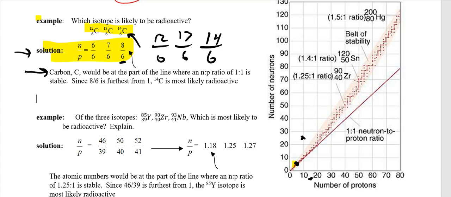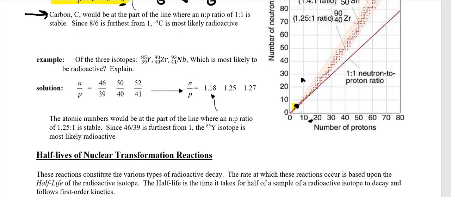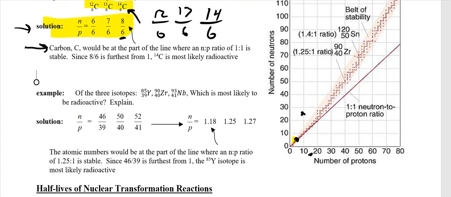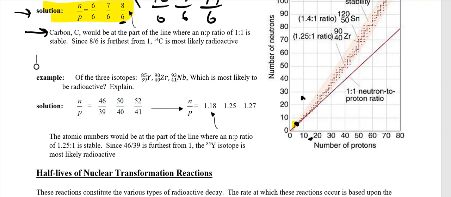Let's do another one that's a little bit bigger. I don't want to scroll too much because I want to keep it there. What we're looking at is this example here. We have 3 isotopes: yttrium, zirconium, niobium. They are at atomic numbers 39, 40, and 41. Let me grab the pen. Green pen will show up better. 39, 40, 41.